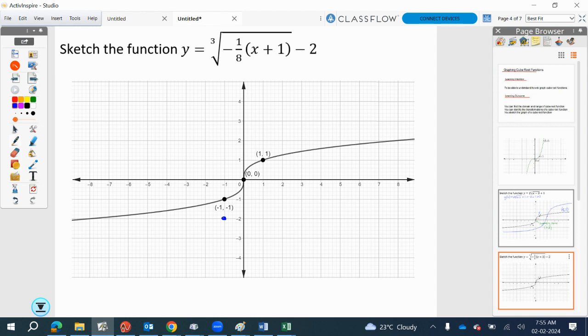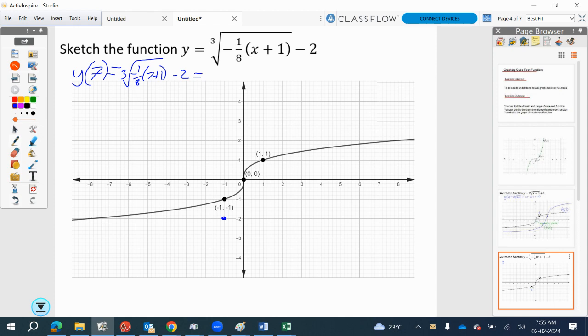Let's do this one. I'm going to use the cheaty method. So I want that number to disappear. I want 8 to disappear. I'm going to put in an x value and just evaluate where it is. What x value would make that 8 disappear? 7. Let's go for a 7. Let's try y of 7. Y of 7 is equal to the cube root of -1 over 8, 7 plus 1 minus 2. So this becomes what?